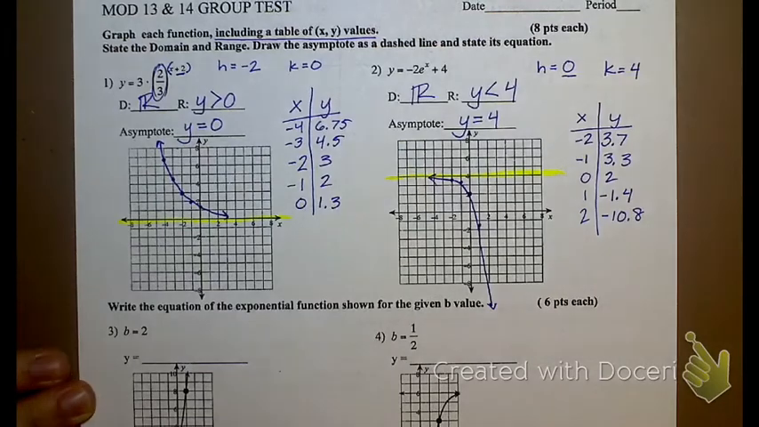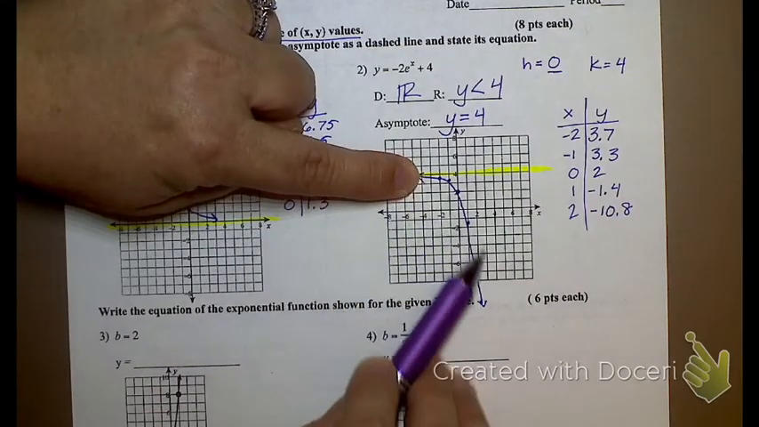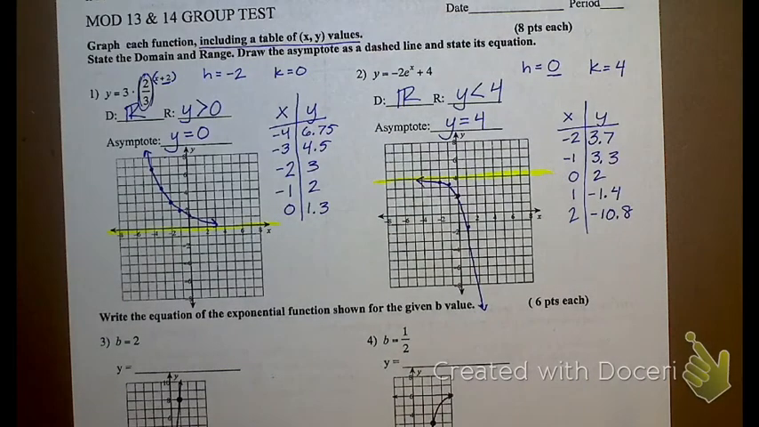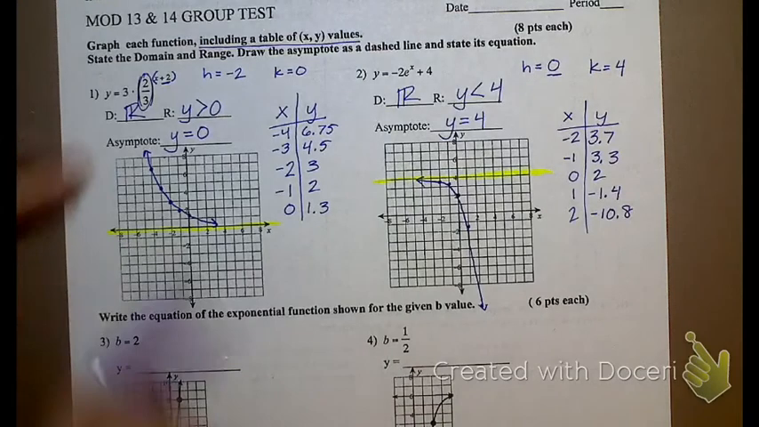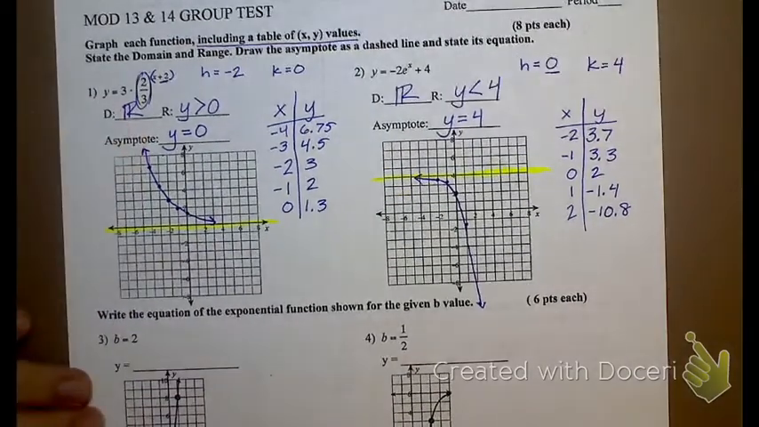Because as you move from left to right, you're getting further away from the asymptote. As I'm traveling here from left to right, if I'm moving away from the asymptote, that's not decay, that's growth. If I'm getting closer to the asymptote, that's decay. Always traveling from left to right.